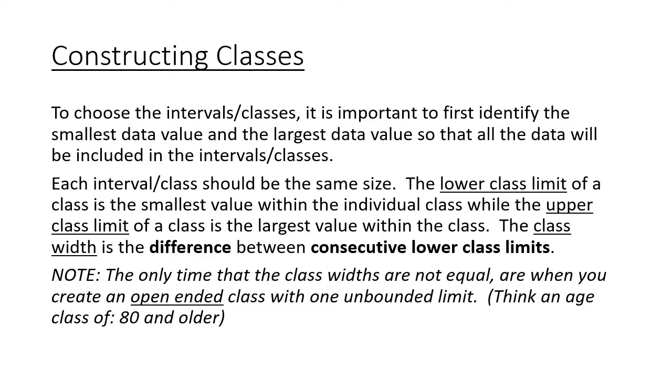And the class width is the difference, meaning we subtract, between consecutive lower class limits. That can be kind of confusing at first when we do class widths. This is a very common mistake that we see fairly frequently, and I'll point it out when we actually start doing some data analysis with this example. But I also want to point out that, although I said every class width should be equal, sometimes we do have open-ended class widths. That's usually at one end or the other, where we have an unbounded limit.